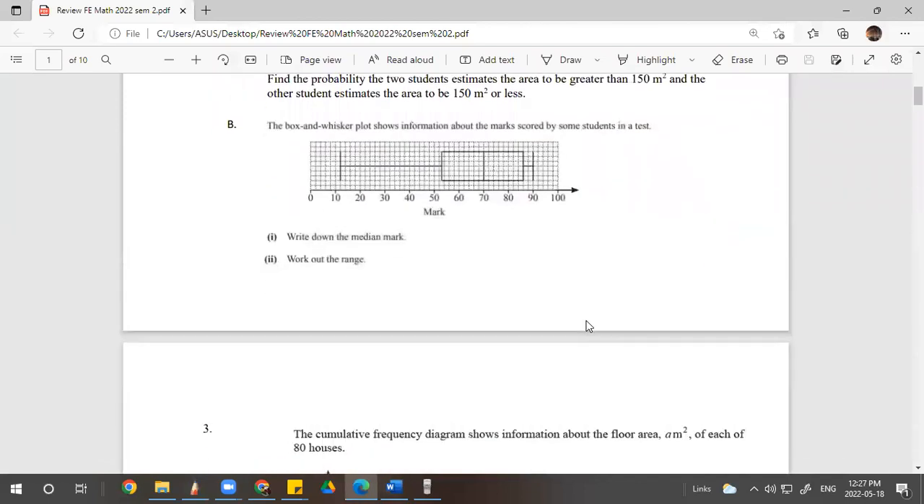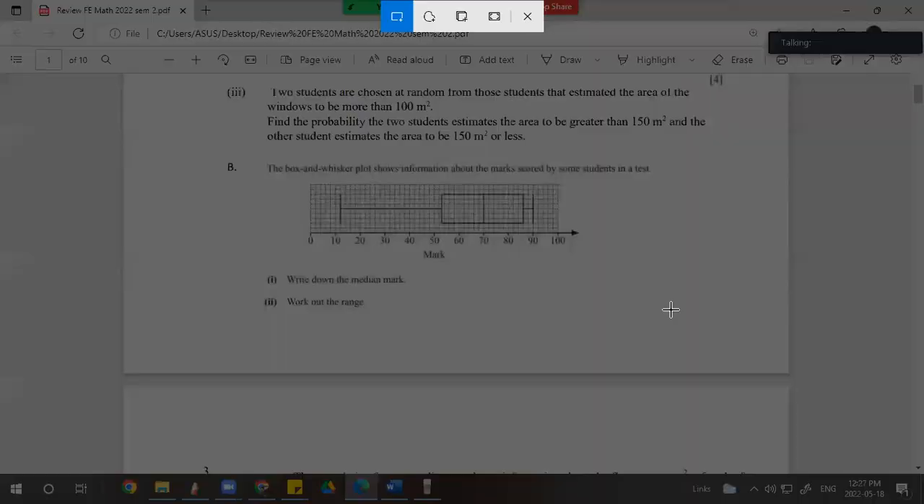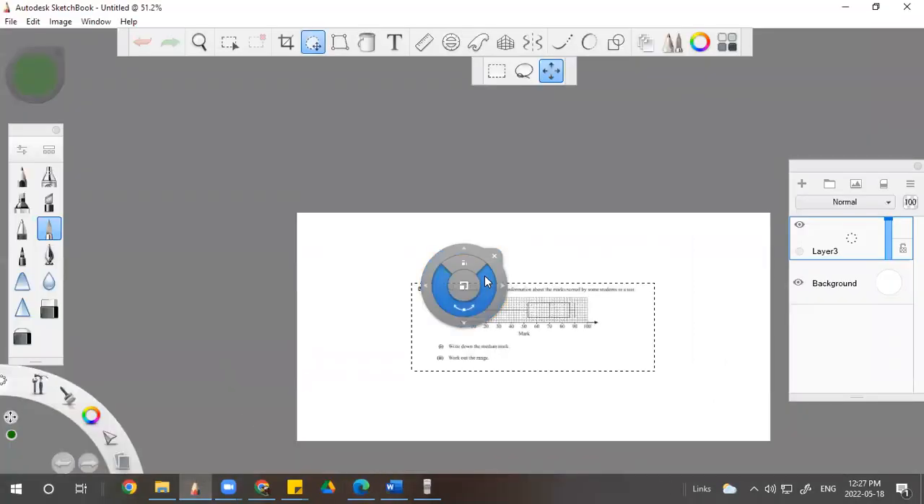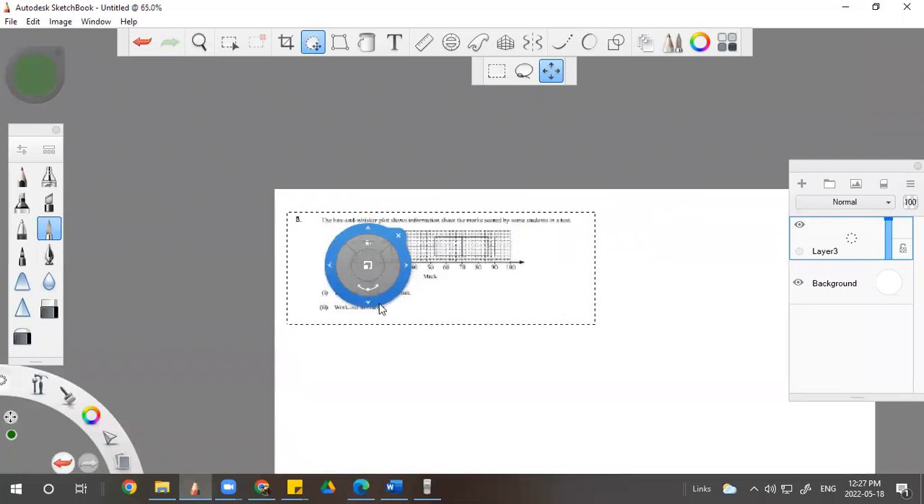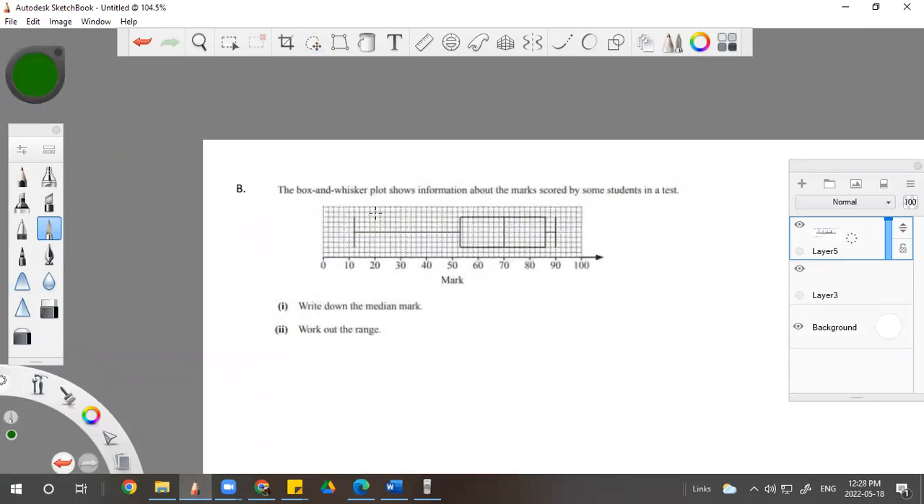Next, B. The box and whisker plot shows information about some students' test. So you have to memorize the box and whisker plot. As always, the front part or the beginning is the minimum number, then the box is Q1, Q2, Q3, and on the far right is the maximum point.